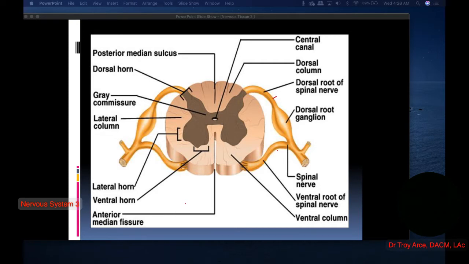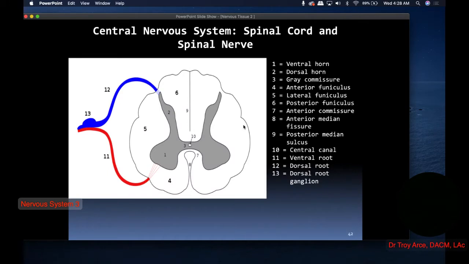And we discussed the dorsal roots and the dorsal root ganglion and the spinal nerves and how they meet together, from the ventral side and the dorsal side on each side. And we discussed the different parts of the central nervous system. Remember, the central nervous system consists of the brain and the spinal cord. Everything outside of the brain and spinal cord is considered peripheral nervous system.